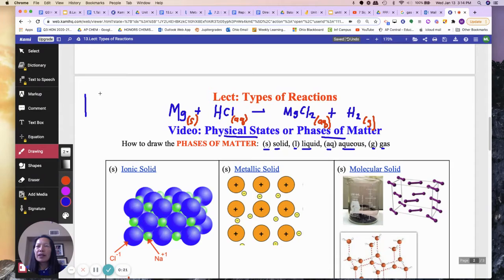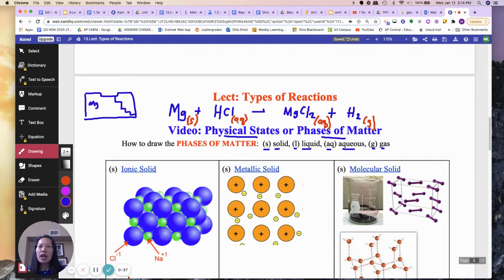If you look at the periodic table, it's over here. It's on the left side of the staircase. It's a metal. It will be a solid, so there's an S.